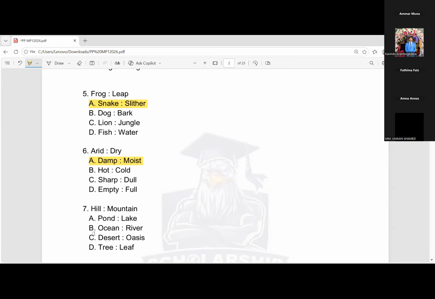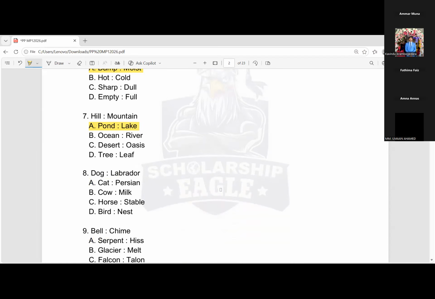Okay, here the seventh question. Hill is the smaller version of mountain. So when it comes to the answer, we can take answer A, because pond is the smaller version of lake. Okay. The eighth one. Labrador is a breed of a dog. So the answer is very clear. Cat, Persian.